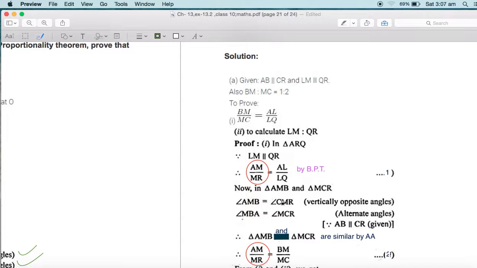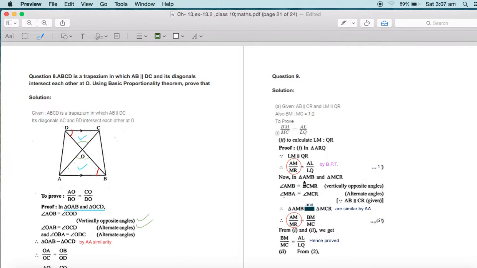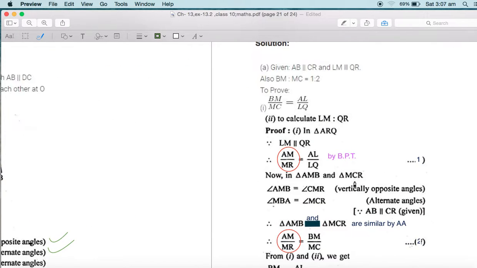Now what am I able to prove? I am able to prove that these two triangles, triangle AMB and triangle MCR, are similar to each other by the AA similarity criteria. If two triangles are similar, again I'm repeating, the ratio of their sides is in proportion. So I'll take the sides AM upon MR is equal to BM upon MC.